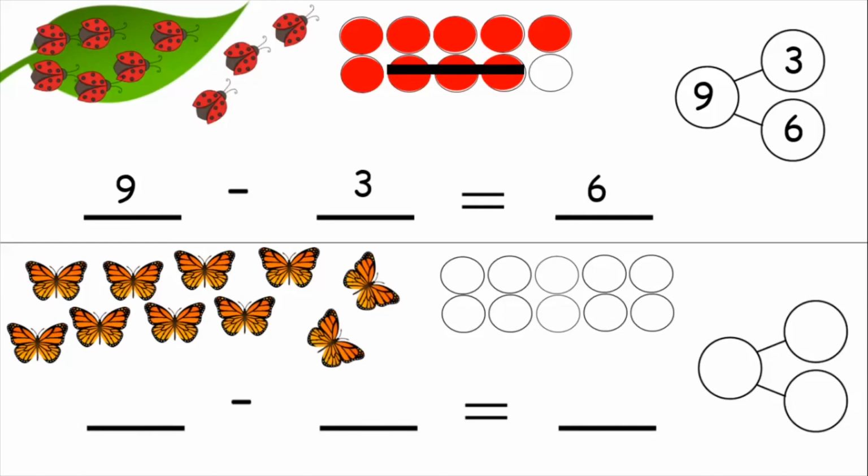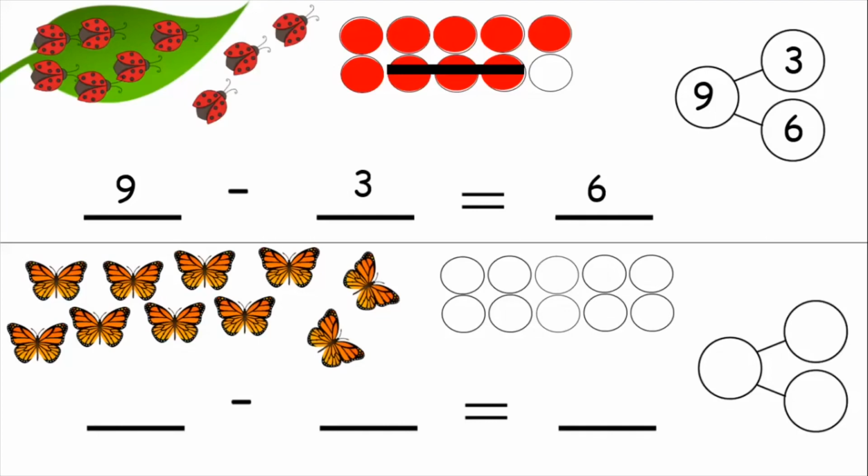Now let's take a look at the butterflies. What do we notice? Well, how many butterflies in all? Let's see. 1, 2, 3, 4, 5, 6, 7, 8, 9, 10. There's 10 butterflies in all. What else do we notice? Oh, 2 butterflies have flown away.